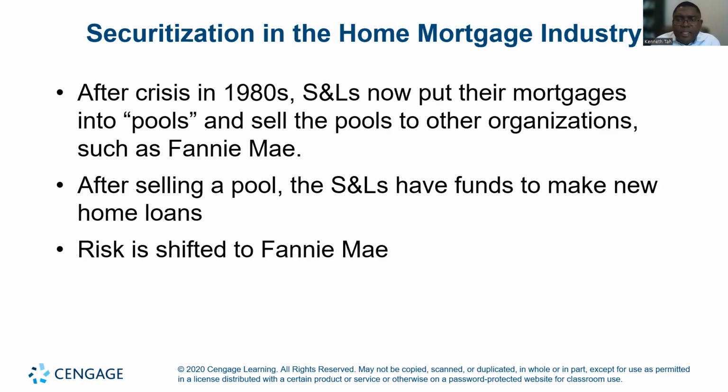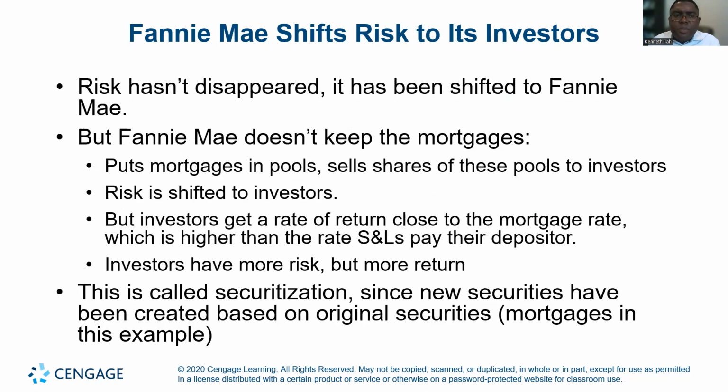After the crisis in the 80s, savings and loans now put mortgages into pools, and they sell those pools to other organizations such as Fannie Mae. Once they had issued these loans, instead of keeping them on their books for a long period of time, collecting monthly payments, that period could be maybe 20 or 30 years, they were now able to securitize these loans. This means they take all those mortgages, put them in pools, and then sell them to organizations like Fannie Mae. So the risk is shifted to Fannie Mae. The risk does not disappear, it is basically shifted.